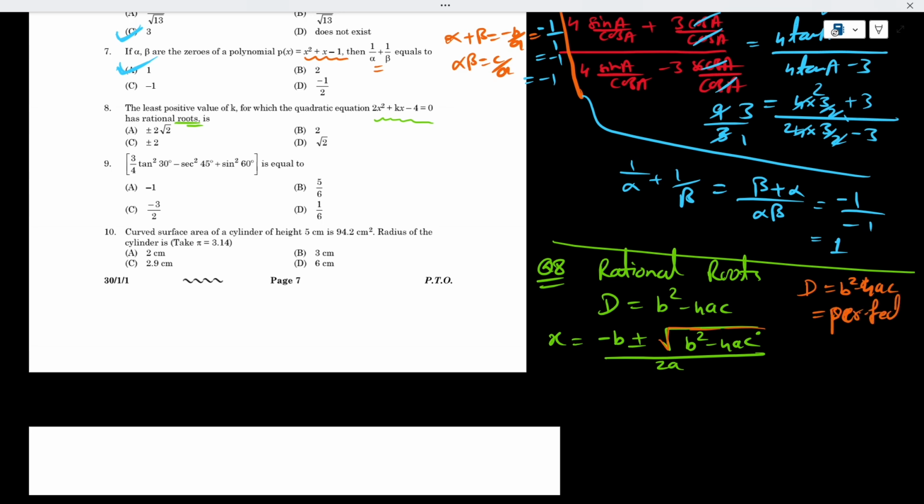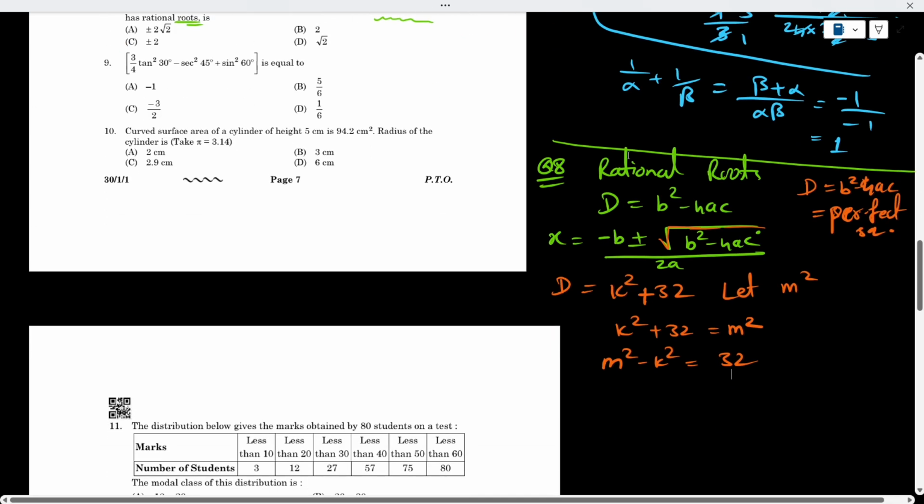So how are we going to solve it here? First, you will get the discriminant. What is the discriminant here? K square minus 4 times A, which is 2, times C, which is minus 4. So this will become plus 32. Now let this value be M square because it must be a perfect square. So k square plus 32 is equal to m square. Now take k square to the right side: m square minus k square is equal to 32.